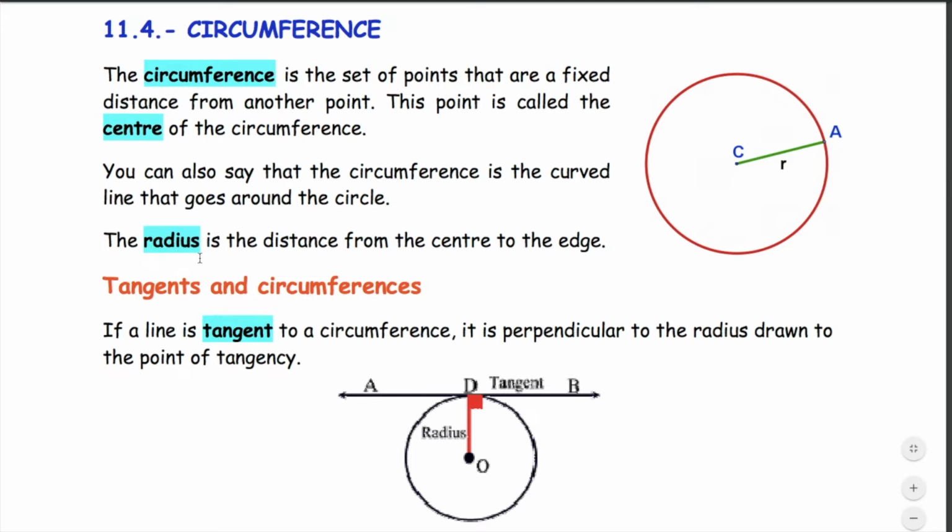The radius is the distance from the center to the edge. So this is the center, this is the edge, and so this distance is the radius, and the radius is the same distance from the center to every point on the edge of the circle.